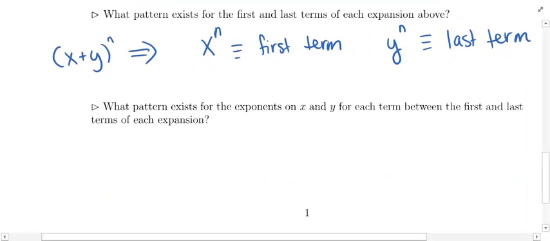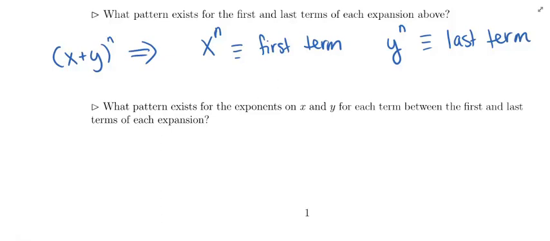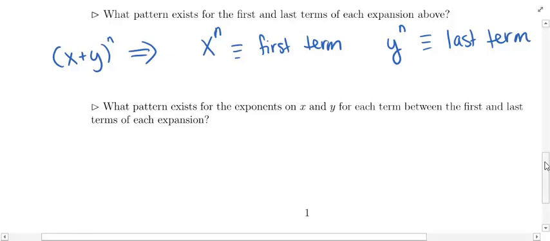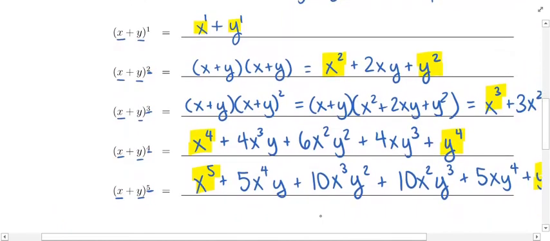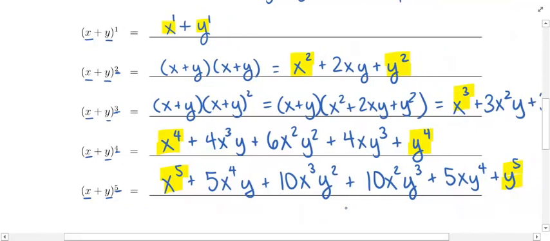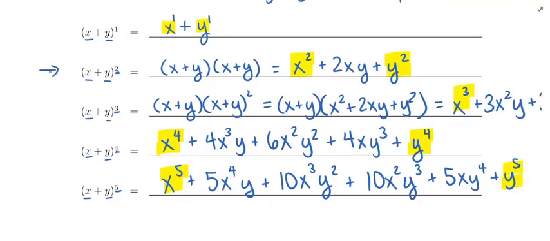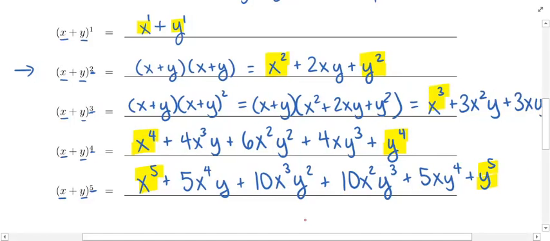What pattern exists for the exponents on x and y for each term between the first and the last terms of each expansion? So now the question is, do you see a pattern for the exponents in the middle? Let's go back and look. I'll start with the second power since it's more obvious, so let's start there. We've already looked at the first term and the last term. We're looking in the middle now. Do you see a pattern with the exponents? I'm going to write in red here so you can see it stands out more.